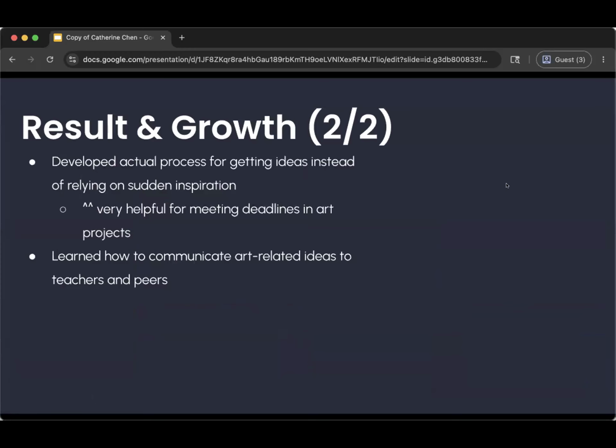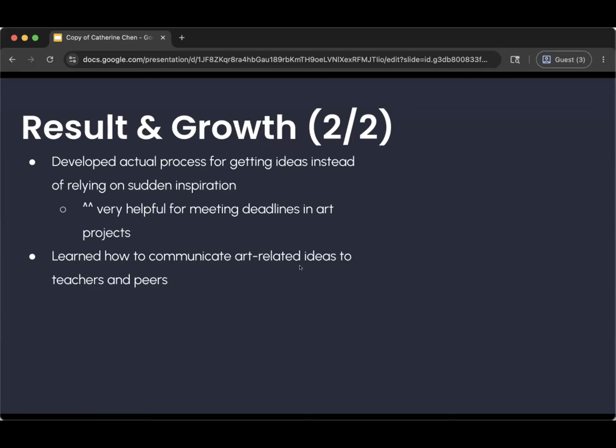In addition to the more tangible stuff, I also developed an actual process for getting ideas instead of just relying on getting struck by sudden inspiration. Which is very helpful for meeting your deadlines. As Isabella said earlier, she had a more streamlined process, so she could create artworks for school academics more easily. I also learned how to communicate art related ideas to my teachers and peers.